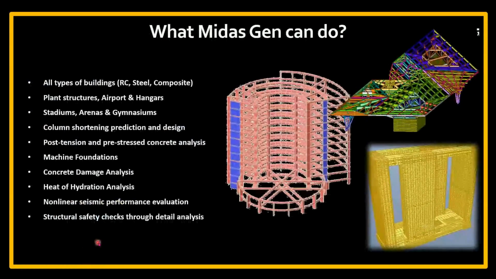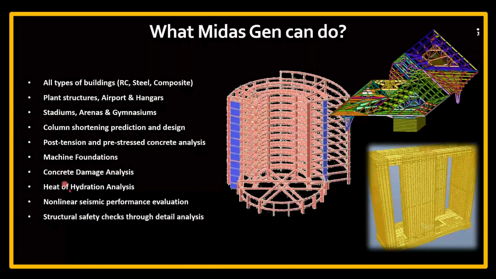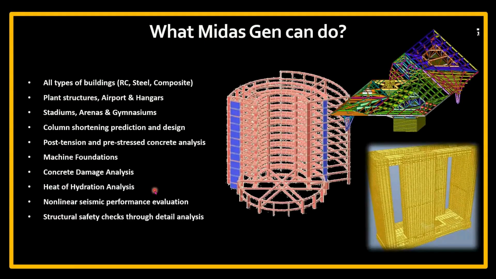So not only transmission towers, MIDAS Gen can easily handle all types of buildings like RC, steel, composite, okay, and plant structures, airport hangars, okay, complex stadiums, and column shortening analysis for high-rise structures, as well as post-tension as well as pre-tension analysis, machine foundations. Okay, so the dynamic analysis of machine foundations, heat of hydration analysis for mass concreting structures, and a few structural safety checks like carbon fiber wrapping, okay, and jacketing.